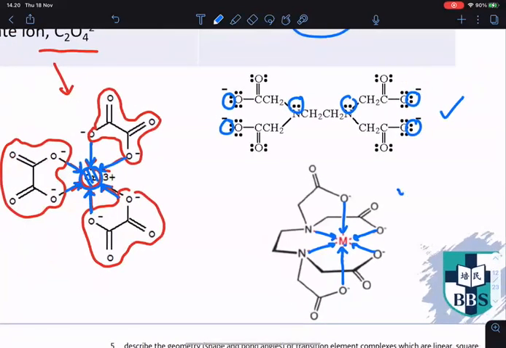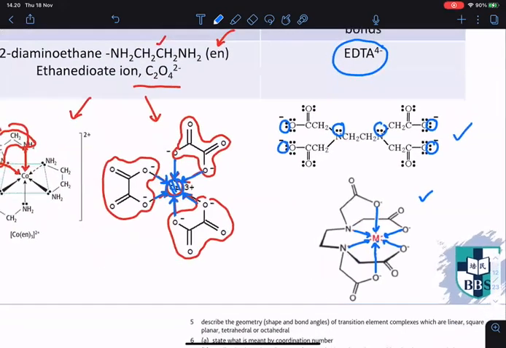Do you need to know how to draw? I don't think so. But do you need to know how to identify how many coordinate bonds? Yes, you must know. The moment you see it, you should know how many coordinate bonds, the coordination number, and so on.